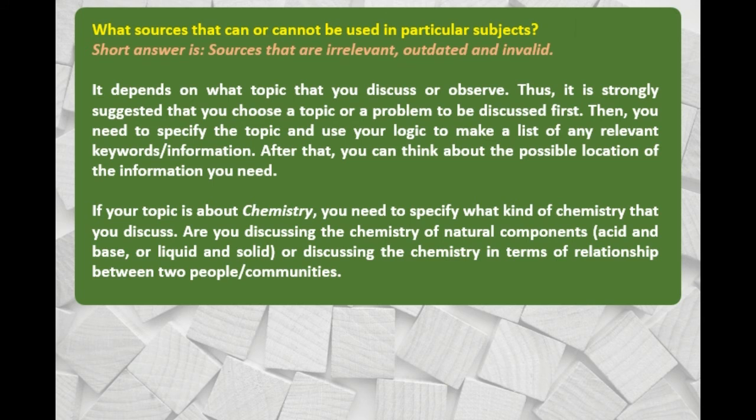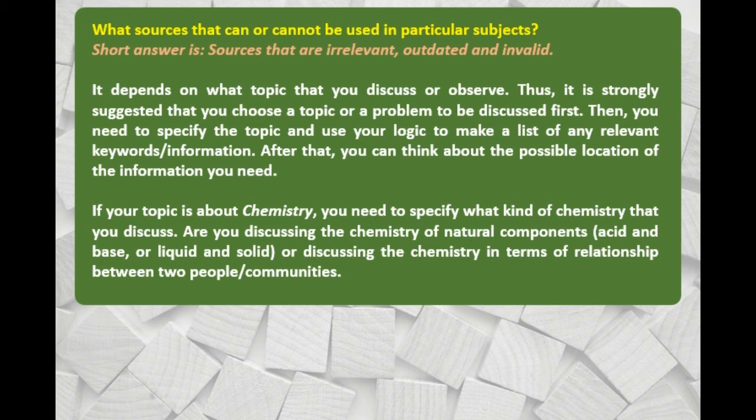What sources can or cannot be used in a particular subject? The short answer is sources that are irrelevant, outdated, and invalid. We will discuss it later on, in the source evaluation method. But the long answer is, it depends on what topic you discuss or observe. Thus, it is strongly suggested that you choose a topic or a problem to be discussed first. Then you need to specify the topic and use your logic to make a list of any relevant keywords or information. After that, you can think about the possible and correct location of the information you need.